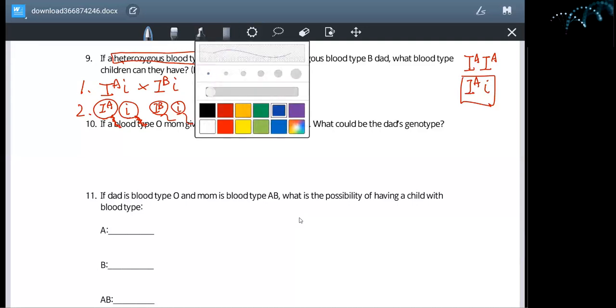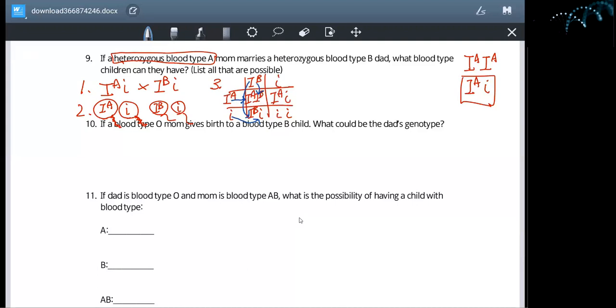Okay, let's continue. So now that you've gotten your genotype, you have to interpret it because that's what's going to give you the blood type. If you have big IA, big IB, what's your phenotype? You are AB blood type. Big IA, little i, you're A blood type. Big IB, little i, you're B blood type. Little i, little i, you're O blood type.